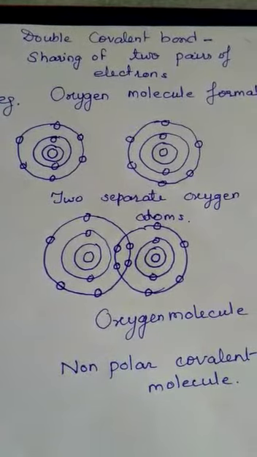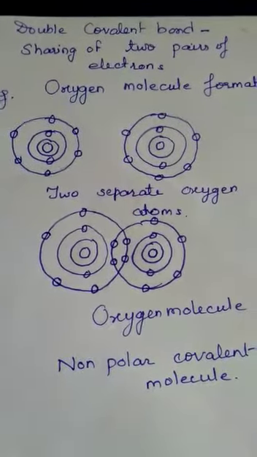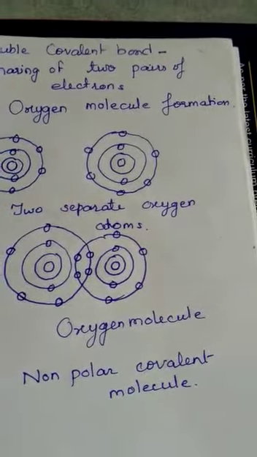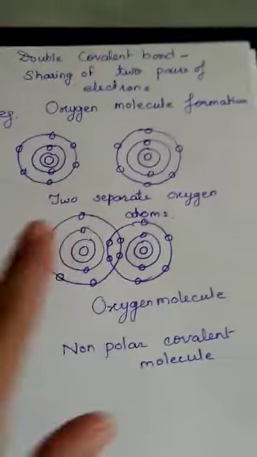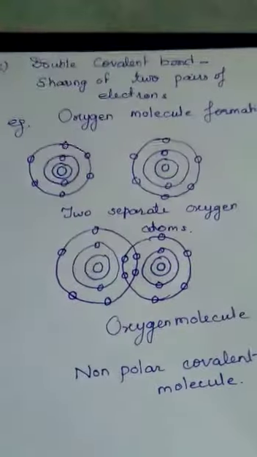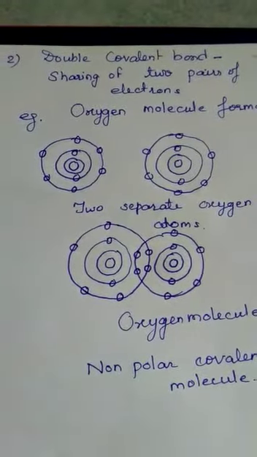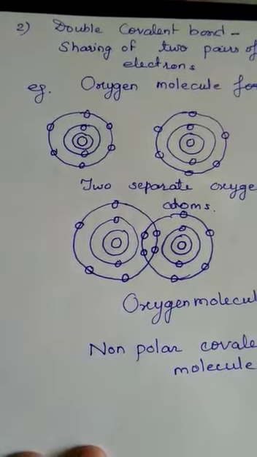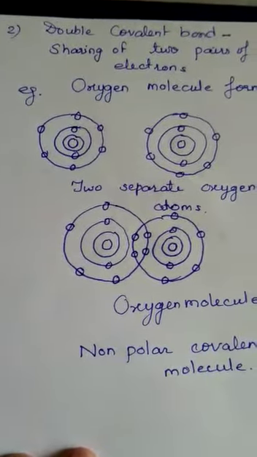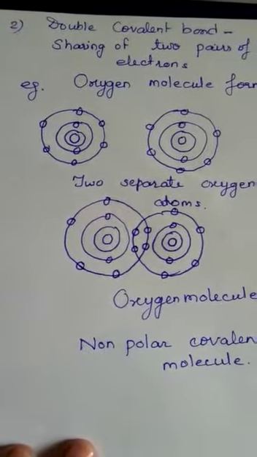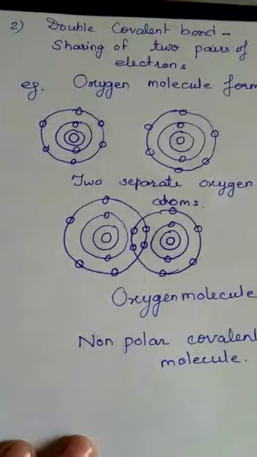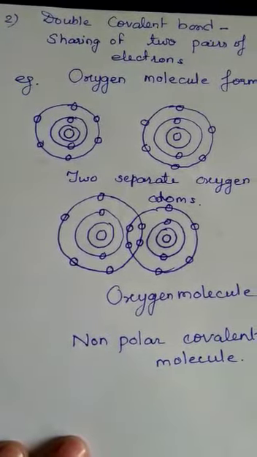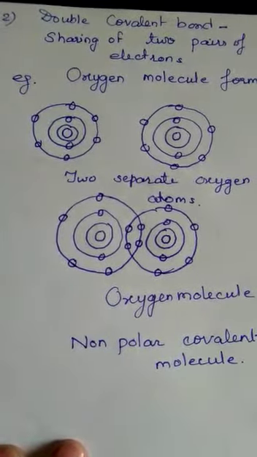Oxygen, as we know, has atomic number 8. So the electrons are filled, 2 in the first shell and 6 electrons in the valence shell. Both oxygen atoms are identical. Both have 6 electrons in their valence shell. Because there are 6 electrons in the valence shell, both of these will require 2 more electrons so as to get the electronic configuration of neon, that is 8 electrons in the outermost, the second shell.